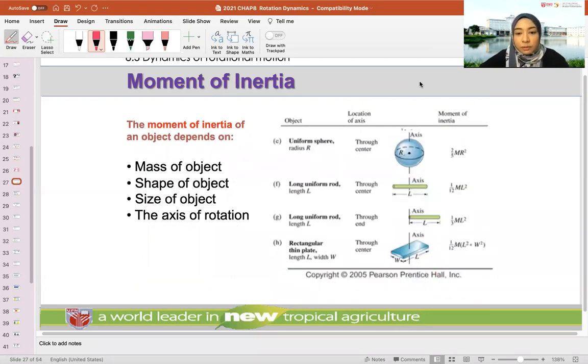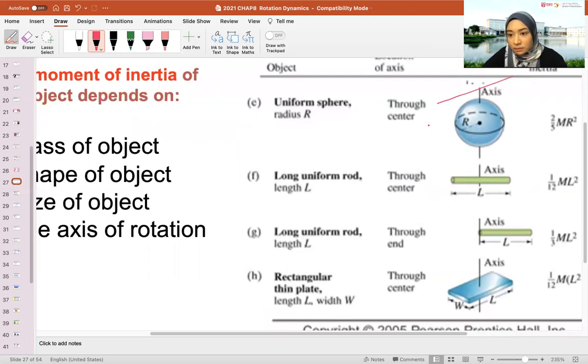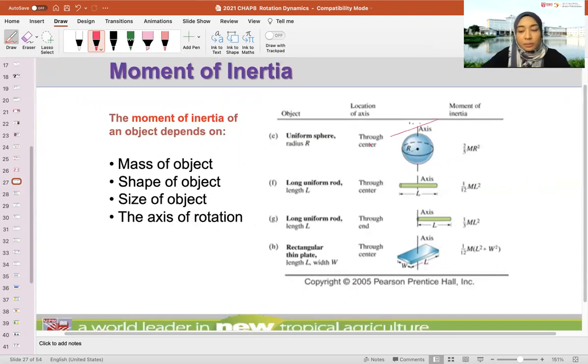And then ada lagi. Okay, we have the uniform sphere of radius r, 2 over... Kenapa lah tak jelas ni? I don't have my book right now. I think this is 5. Think so. 2/5 mr squared. This is in your book, by the way, so you don't have to rely on my slide.